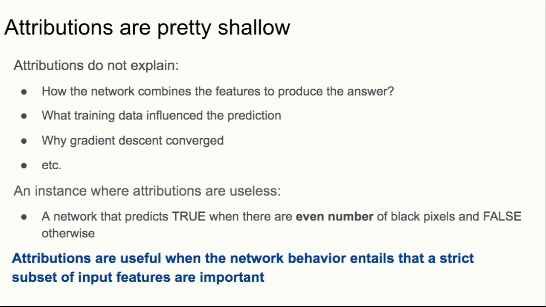An example where attributions are completely useless is the following. Suppose you have a task where you want to predict whether the number of black pixels is even or odd. Here, if you do attributions, it will fall on all the black pixels. So it's a terrible tool for understanding this kind of network. In general, attributions are useful when the network behavior entails that a strict subset of input features are important. Like in those diagnosis tasks that I talked about, most of the image is unimportant. It's these microaneurysms or small lesions that are important. It's not that the network does an aggregate computation on all the pixels.